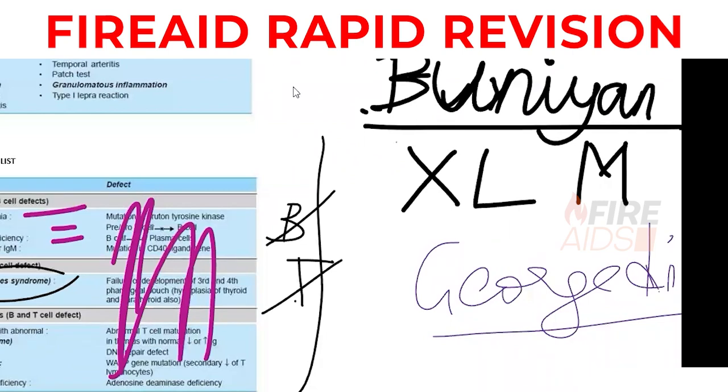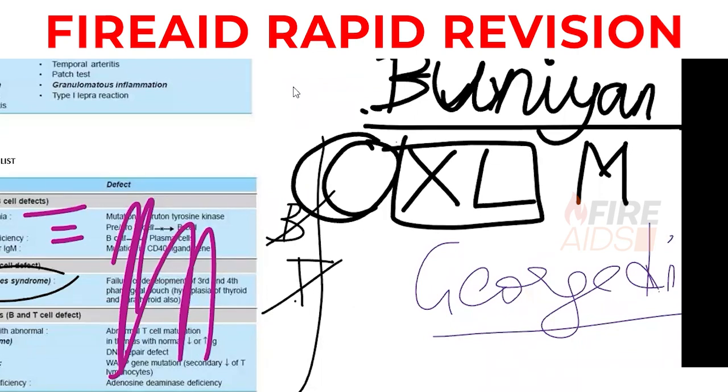These two are very common. Common stands for common variable immunodeficiency. XL stands for X-linked agammaglobulinemia. Medium, M, stands for IgM, hyper IgM. So in a bunyan, these two sizes are very common. Can you remember this? Is this fine?